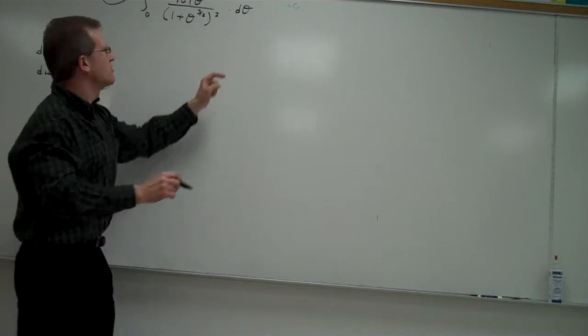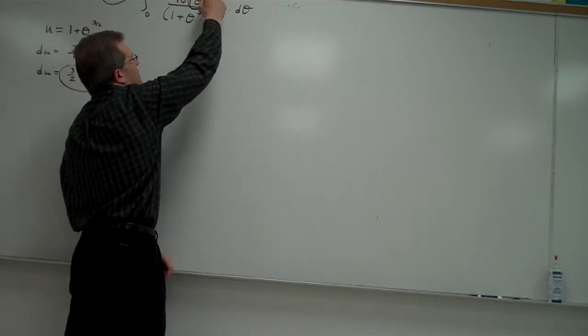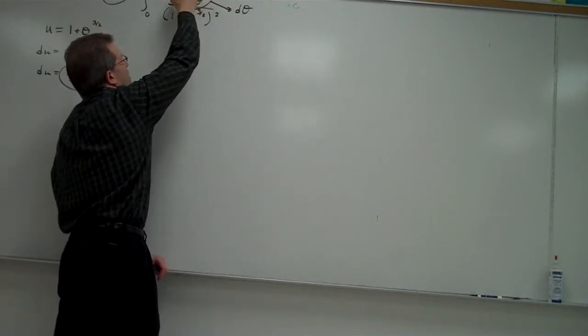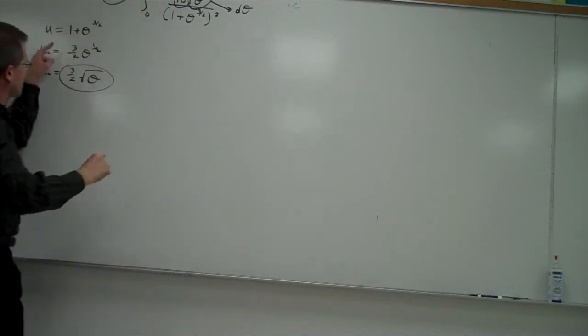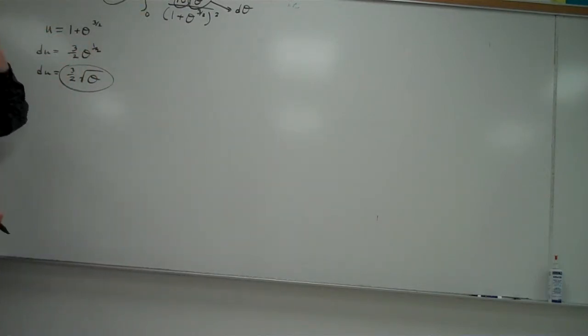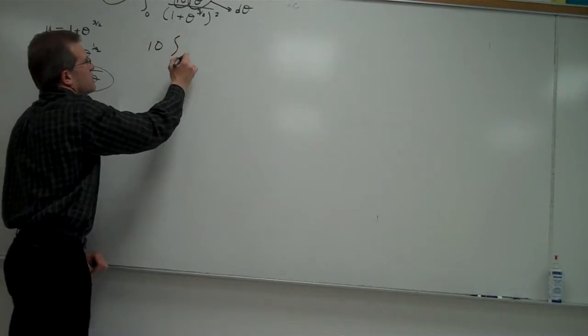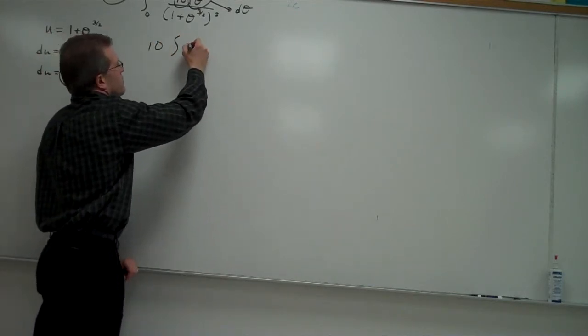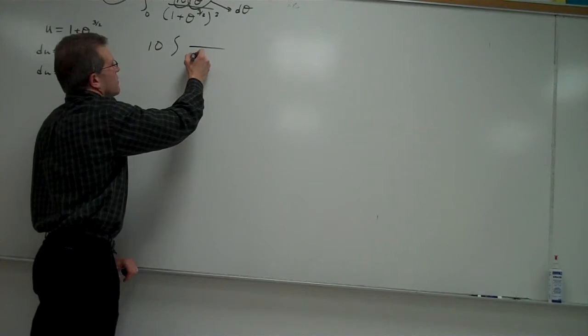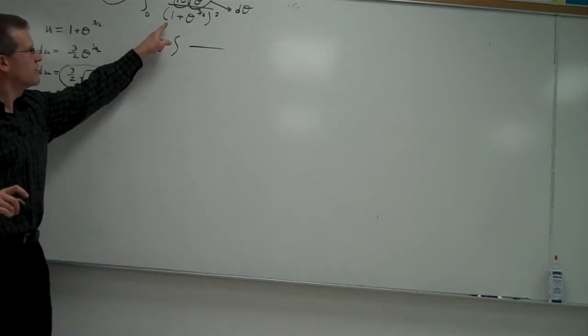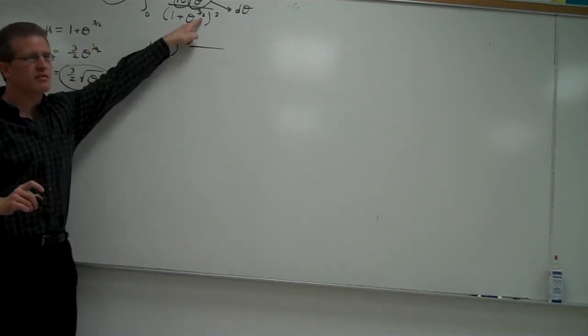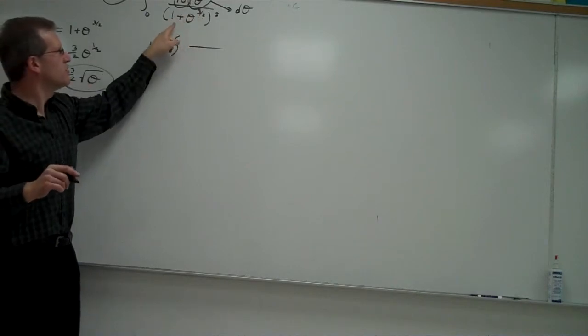That's what I need to get right here. So the one thing I could do is move this square root of theta over here. Let's move that 10 over to the left because I don't see a 10 in the problem anymore. I don't really need that 10 in the actual integral. So I'm going to rewrite this as 10 times the integral of, the denominator I'll have, what will I substitute in for 1 plus theta to the 3/2? U. So I'm going to have U squared.